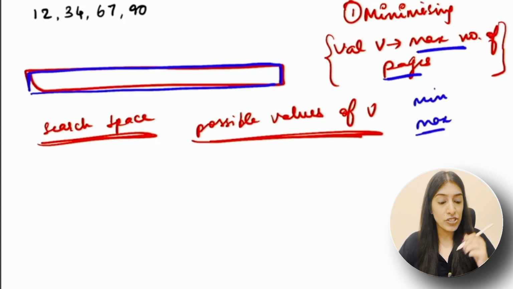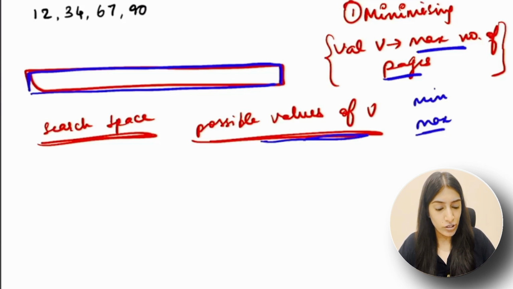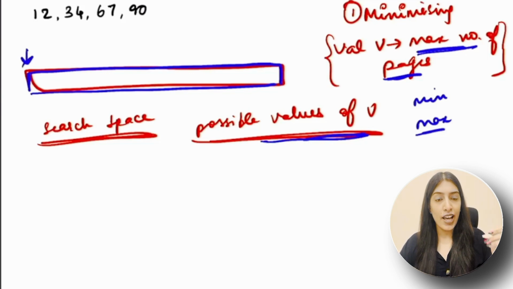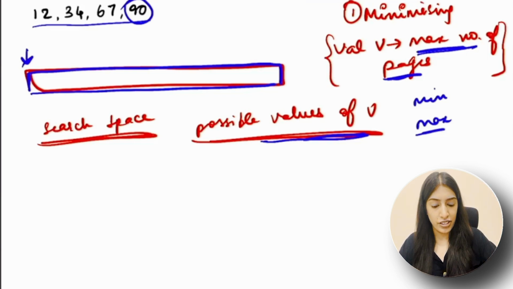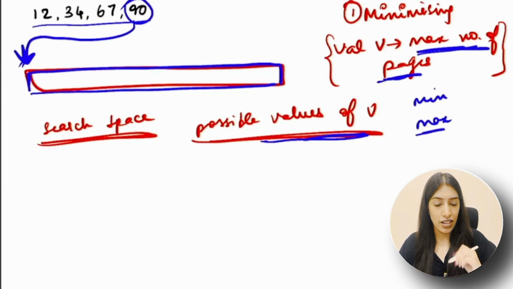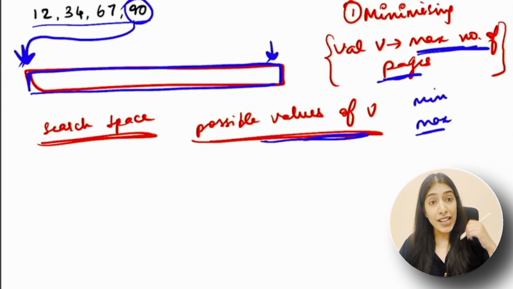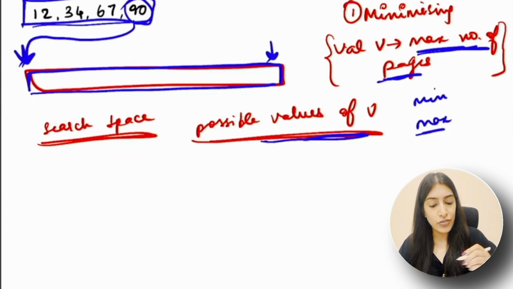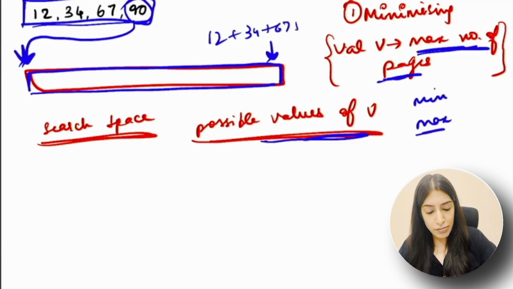So now what is the search space of this value v? Basically, what is the minimum and the maximum possible values of this value v, where v is the maximum number of pages. Okay, so every student will get at least one book, and every student will have at least that many number of pages that are present in one book, right? So this 90 pages, at least one student will end up getting. Okay, so this is the minimum value that maximum number of pages can have. What is the maximum value? Maximum value will happen when all the books are given to one student itself, right? So that will be 12 plus 34 plus 67 plus 90.